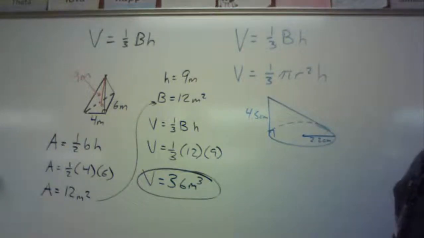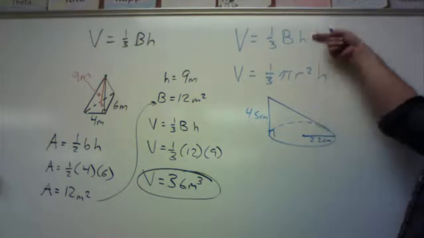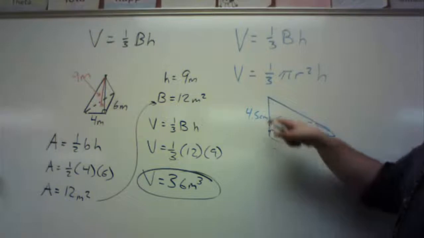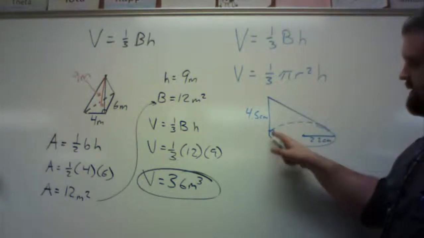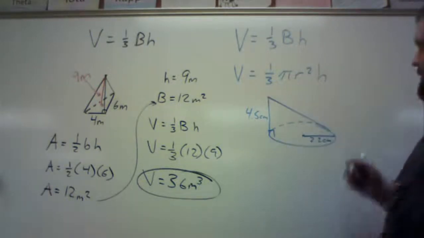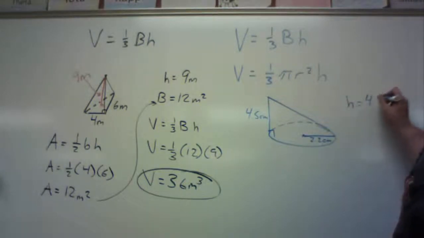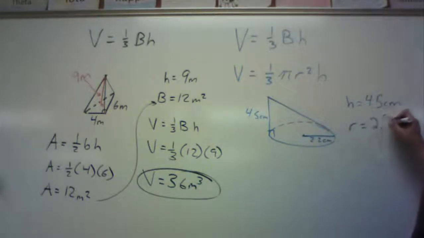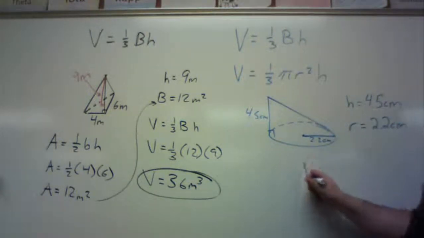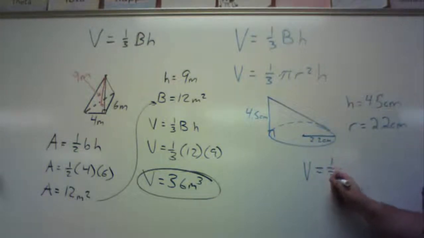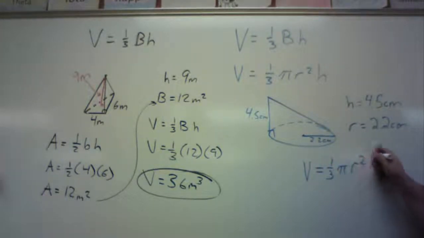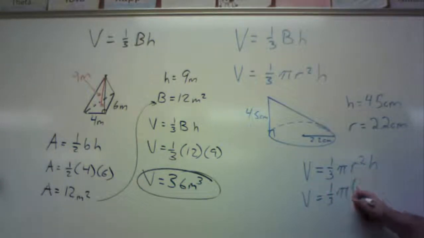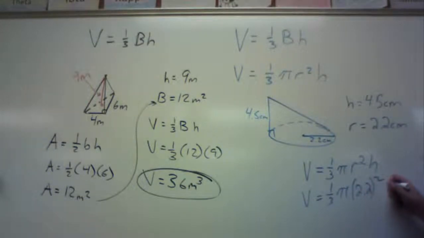Here, for a cone, yeah, I could do it the way I just did it over there. However, this equation looks a lot more appealing because the height of my cone is from the base to the vertex at a right angle. So the height is 4.5 centimeters. The radius is the radius of my circle, so 2.2 centimeters. So the volume equation is 1/3 pi r squared h. So isn't this volume equal to 1/3 pi times 2.2 squared times 4.5?